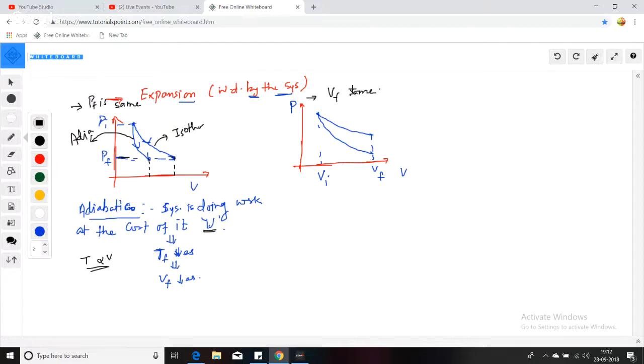So when the final pressure is the same, we know the final temperature is directly proportional to final volume, right? So when final temperature is decreasing, final volume will also decrease, correct? So that's why, of both these graphs, the one with the lesser volume will be adiabatic, and the higher volume will be isothermal. Clear? Understood?